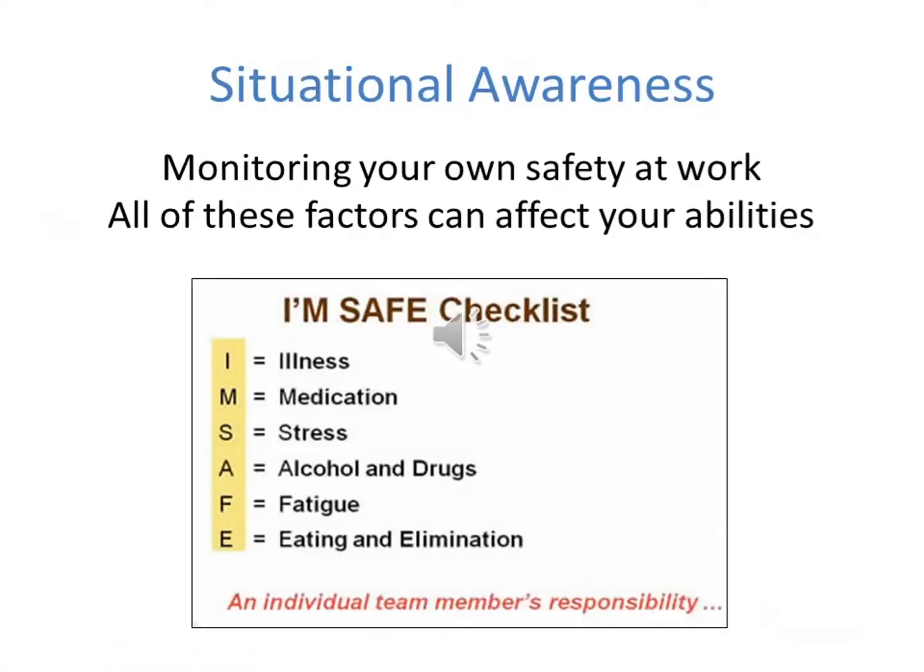Situational awareness is multifactorial. The first component of this is self-monitoring. There are lots of factors that can influence our ability to do our jobs effectively. Tiredness, stress and hunger are among the factors that can make us work less effectively and can affect our decision making.